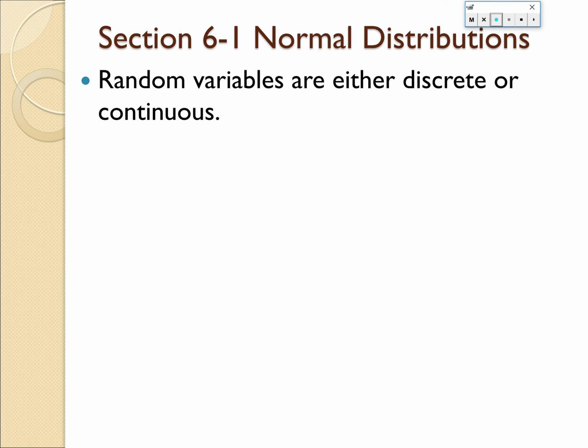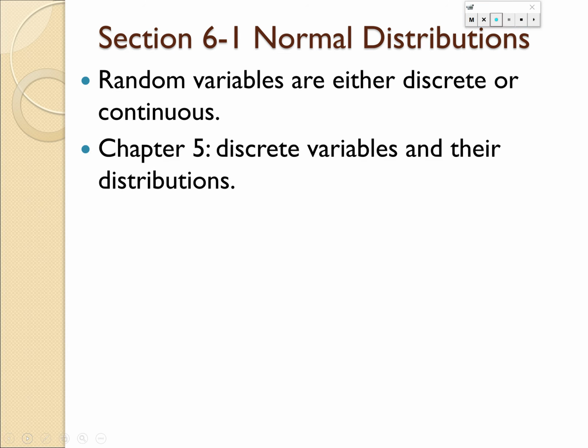All right, we're going to dig in looking at normal distributions today. Just a little recall for you. Random variables are either discrete or continuous. In Chapter 5, we looked at discrete variables and their distributions. So remember, discrete variables have outcomes we can actually count. We could count how many heads we flipped on our coin. We could count how many sixes we rolled. I can count the number of students in this class.